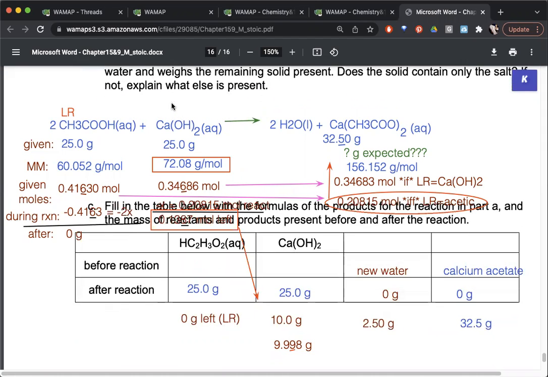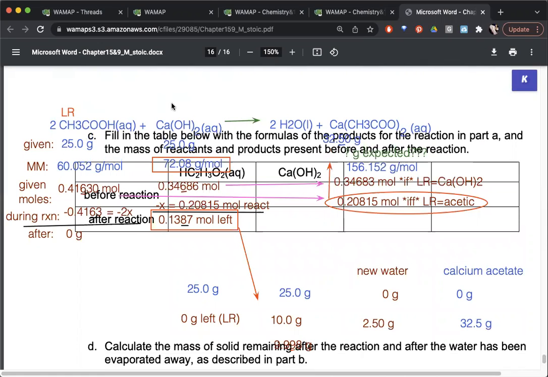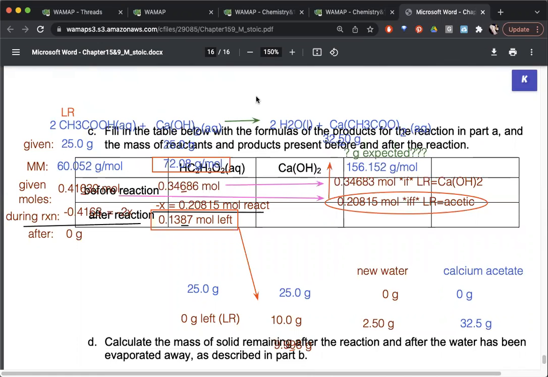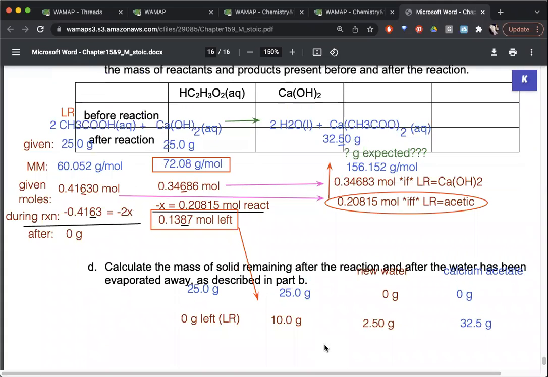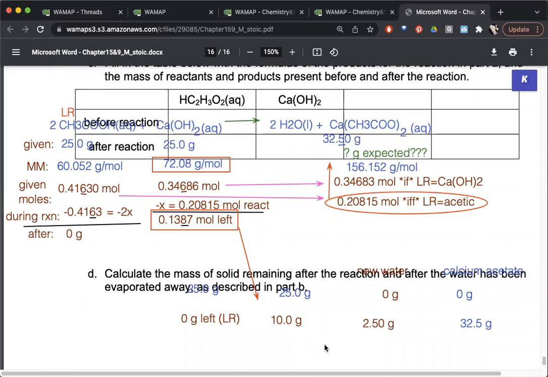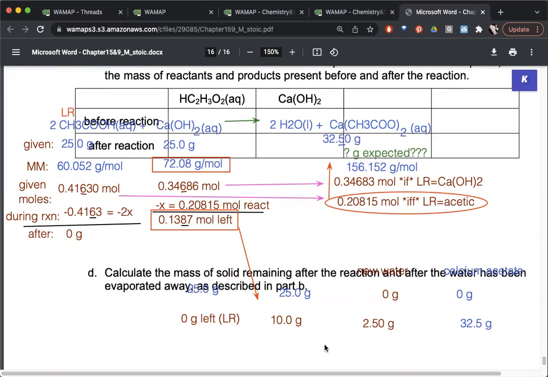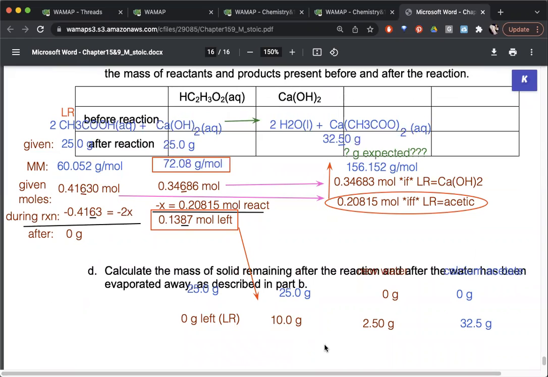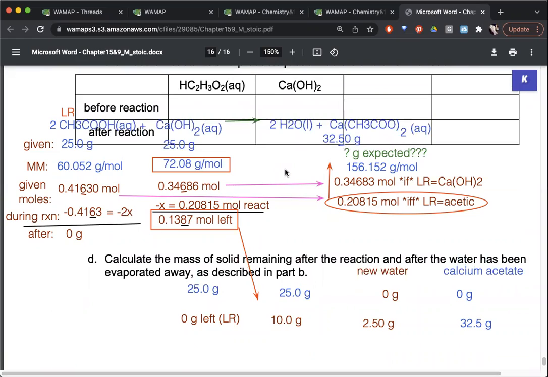All right, let's see what the next part asks. Oh, calculate the mass of solid remaining after the reaction and after the water has been evaporated away as described in part B. Mass of solid remaining. Okay, there's our equation. Oh, right, okay. The solid remaining after reaction.